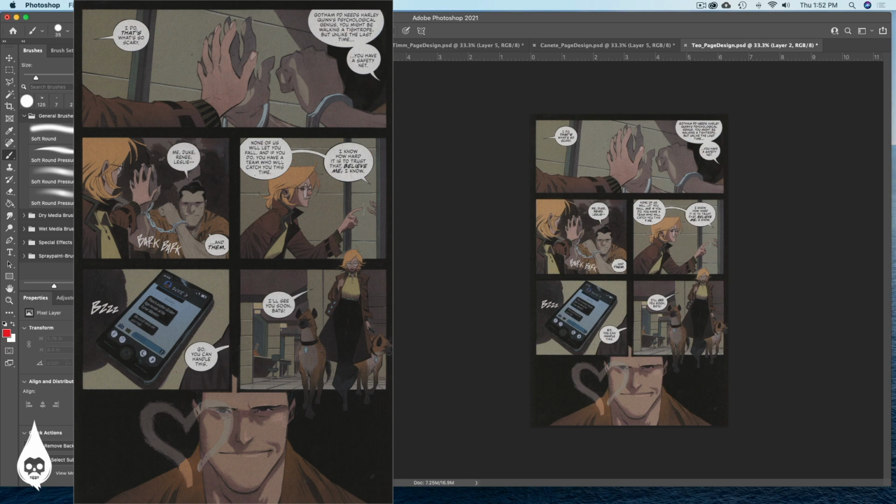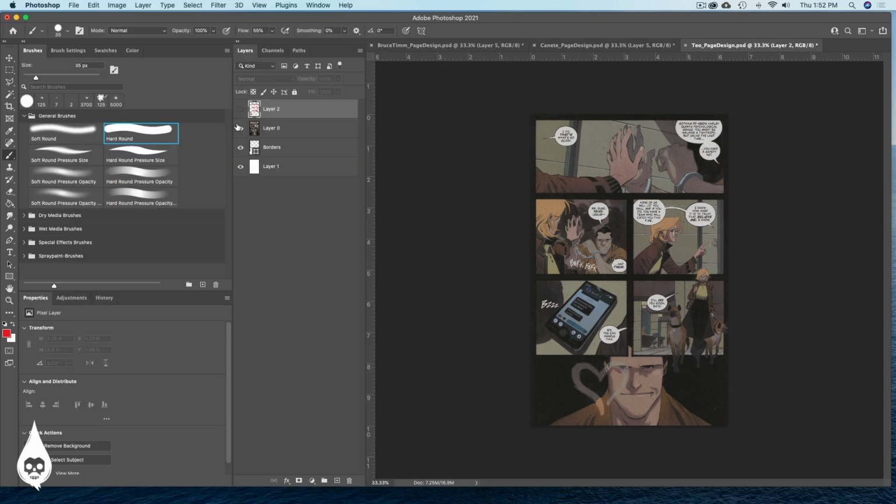So yeah, that's basically it. Just a simple, quick overview of simple, effective page design. Things to think about, things to consider. Good luck with your making comics.